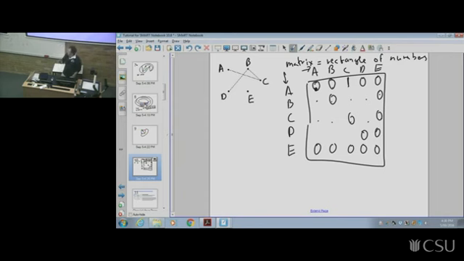Let's do this one over here. What's B to A? 0. And C to A? 1. And D to A? 0. Oh, I see it. So another pattern you might notice is if you go along a row or down a column, you get the same numbers.